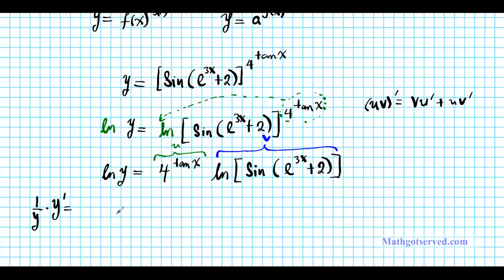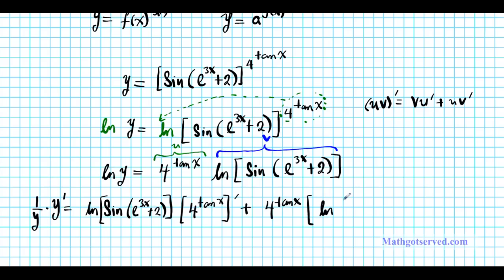Let's go ahead and do this. We're going to have the natural logarithm of sine of e to the 3x plus 2, times the derivative of 4 to the tan x, prime, plus u, which is 4 to the tan x, times the derivative of this other function, the natural logarithm of sine of e to the 3x plus 2. Okay, so that's prime.